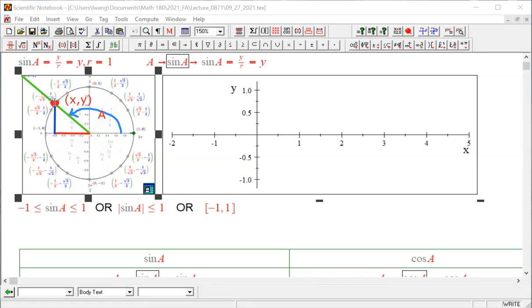The visual of that ratio is that vertical measurement from the point crossing the unit circle to the x-axis. Sometimes it could be positive, sometimes it could be negative, right? Last week we talked about the signs of sine and cosine. Do you guys have any questions so far?